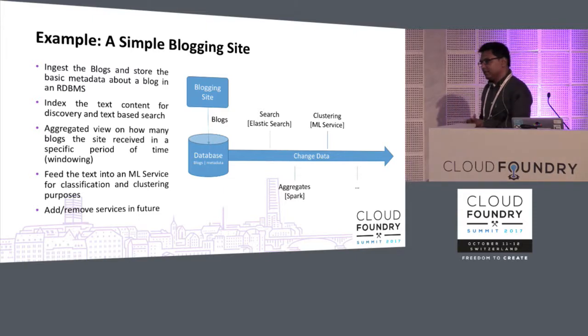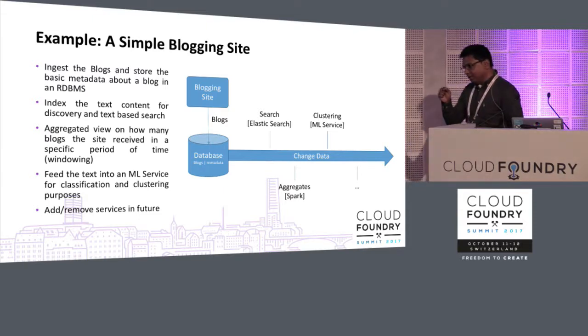Another service that is probably looking into this change data pipeline is for aggregates. Maybe it's a Spark service that is hooked into this pipeline. It takes it out and does the aggregate, keeping information of who is writing blogs, how many of them, and things like that.